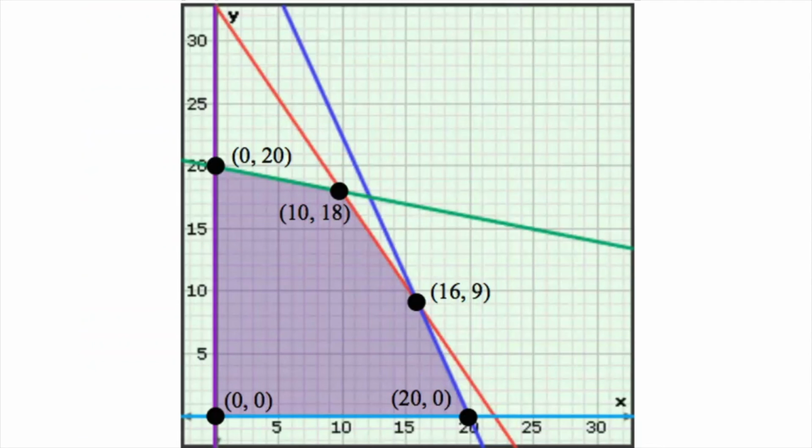Graphically, Simplex initially started at the origin (0, 0) and moved to (20, 0) when we first set x to 20. We then moved to the vertex at (20, 9) where we increased y to 9. We finally increased the objective function to 2,250 at (10, 18).